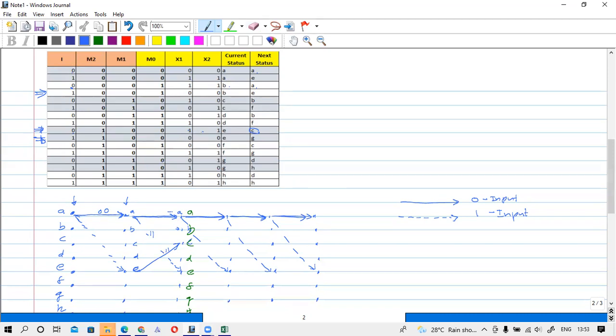We have made a mistake. No, it will be okay. So the same input value can come. So it is 1, 1. Again.